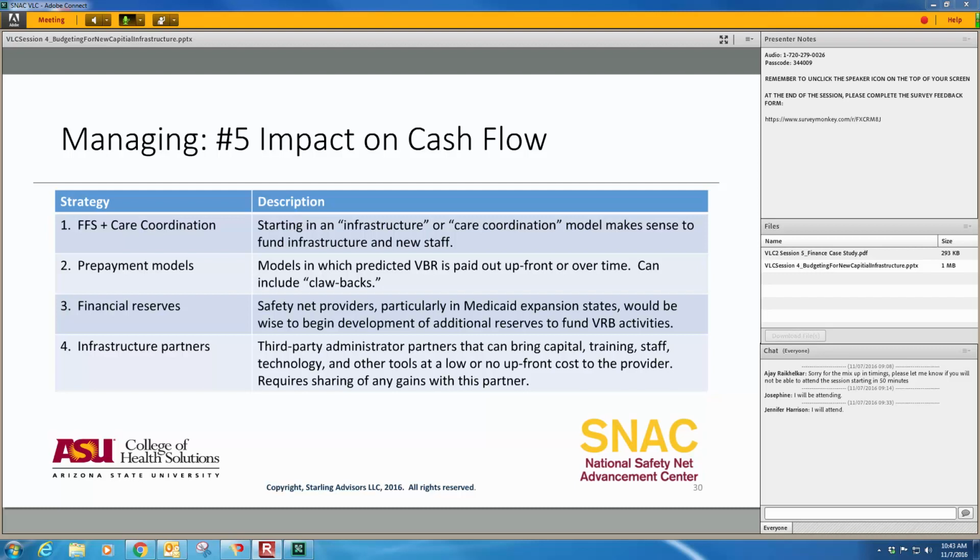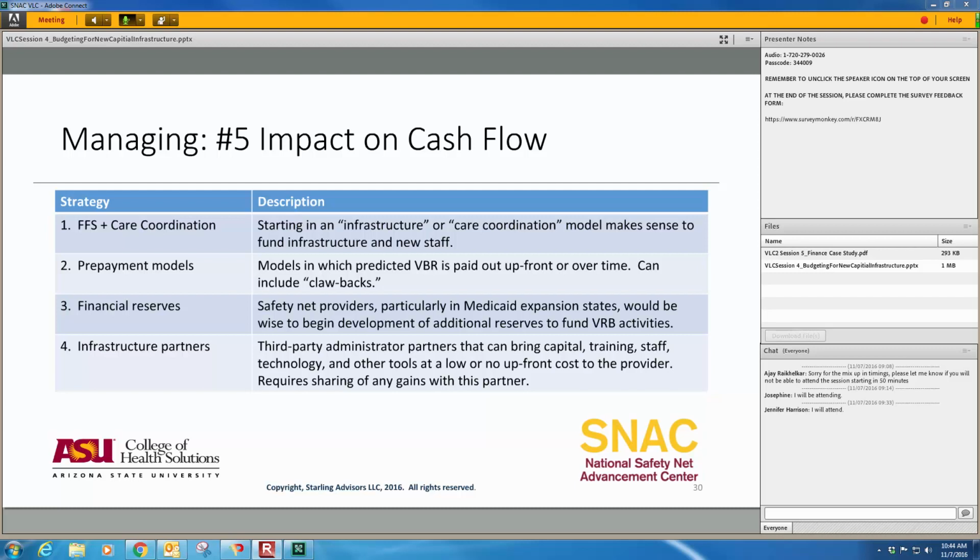In prepayment models, there may be opportunities to seek a prepayment of savings, but that comes with the downside of having potential clawbacks. So you can fix the cash flow challenge, but you can't fix then having a potential downside risk challenge. Maintaining financial reserves is largely the predominant model.